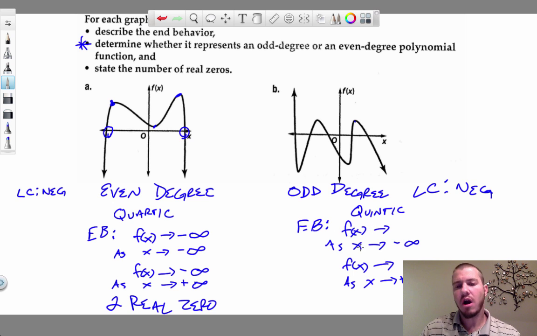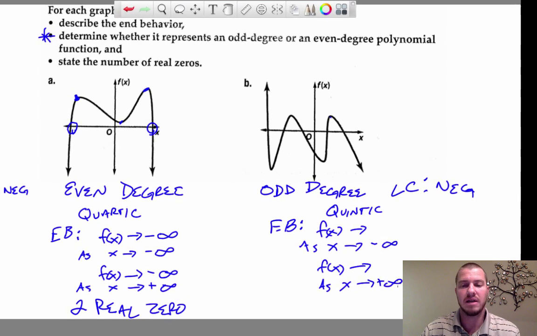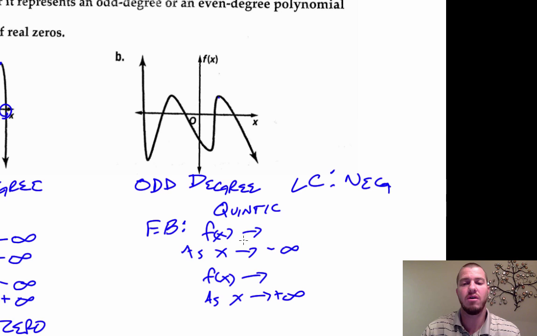The end behavior, I've started it. Try to write it in this form, where the first part is as x approaches negative infinity, and the second part is as x approaches positive infinity. As x is going to the left, the y value is going up, so that's positive infinity. And as x goes to the right, or as x approaches positive infinity, f of x is approaching negative infinity, going down. And then the number of real zeros: I have 1, 2, 3, 4, 5.